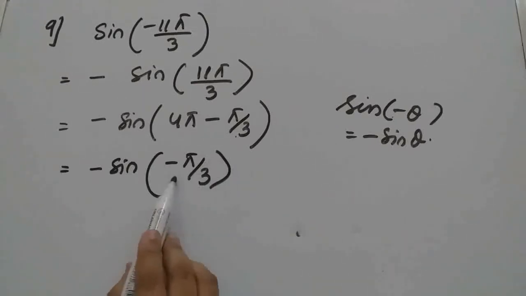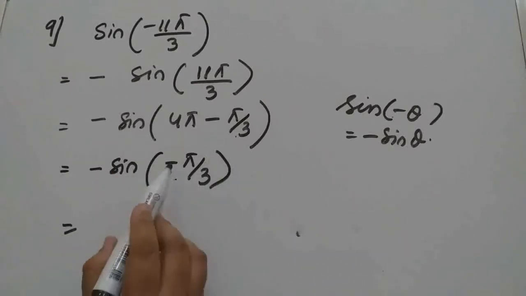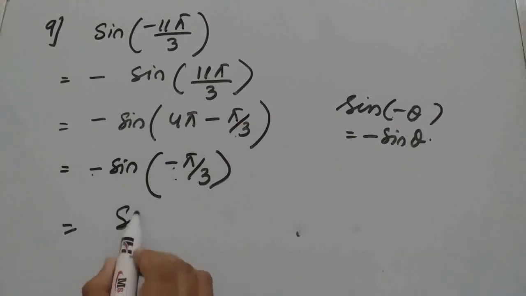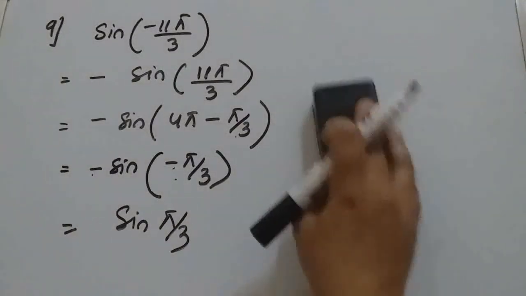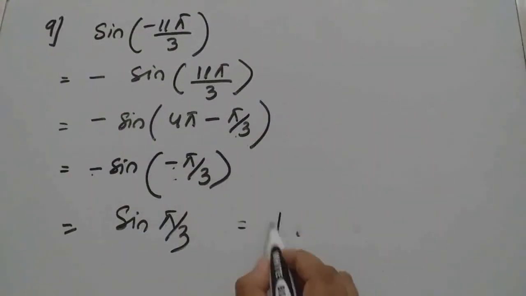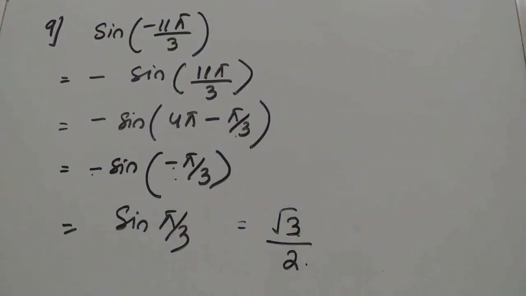Again we can take this minus outside. So minus and minus will become plus. So we will get sine pi by 3. So what is the value of sine pi by 3? Sine 60 is what? Root 3 by 2.